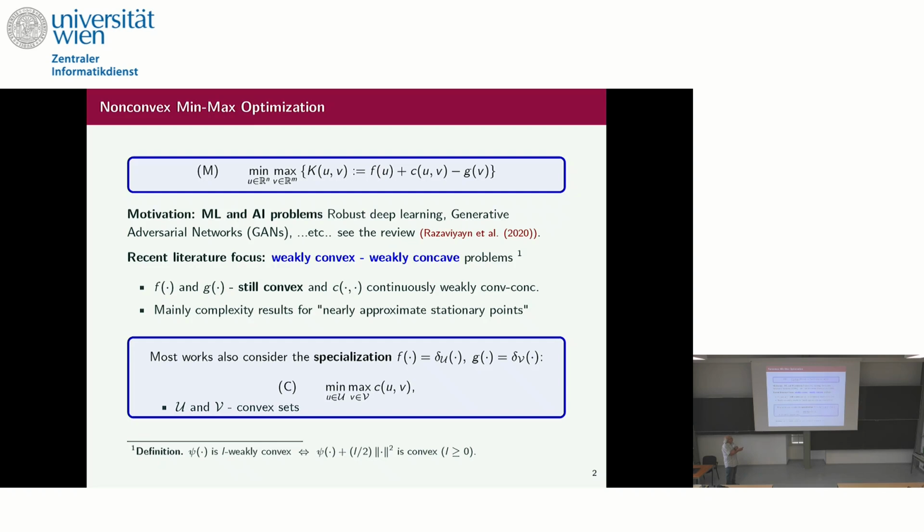Okay, and so in these works, most of the time the f and g were assumed to be convex, and in fact, many of these works that we have encountered in the literature were dealing with this problem, meaning that f and g were chosen to be the indicator of closed convex sets. And the coupling function was assumed to be continuously weakly convex concave.